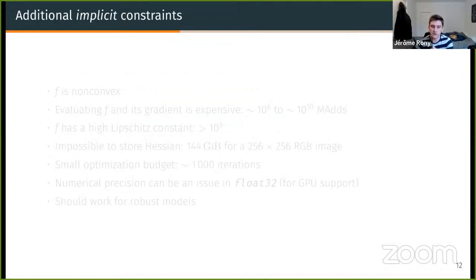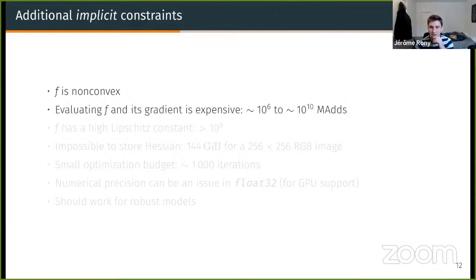To these explicit constraints of domain, distance, and misclassification, there are also additional implicit constraints. First, F is non-convex, so there are a lot of things that you cannot do. Evaluating F and its gradient is very expensive. You can have a model as small as you want and as big as you want, but typically models like ResNets are in the range of 10 to the power of 6 to 10 to the power of 10 multiply-adds, sorry. So it's very expensive even on GPU. F also has a very high Lipschitz constant, and that makes optimization much more difficult.